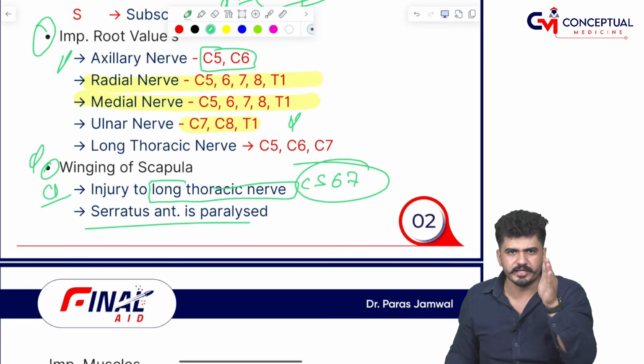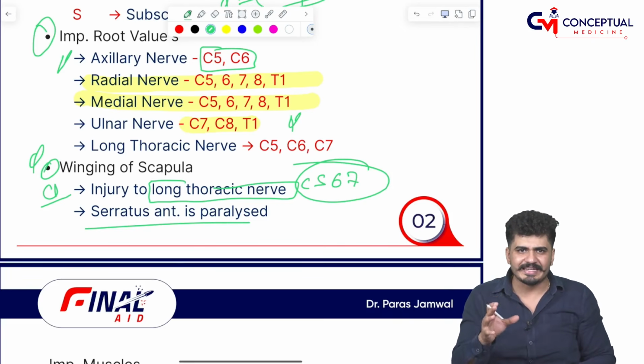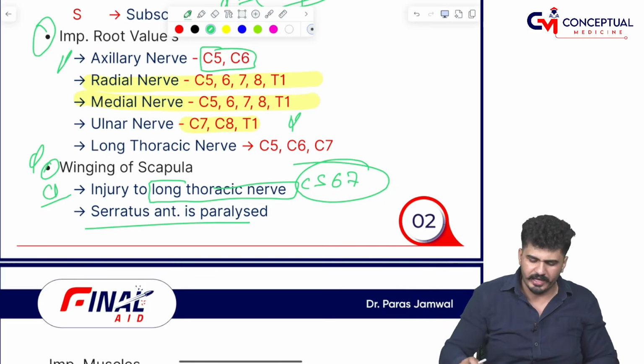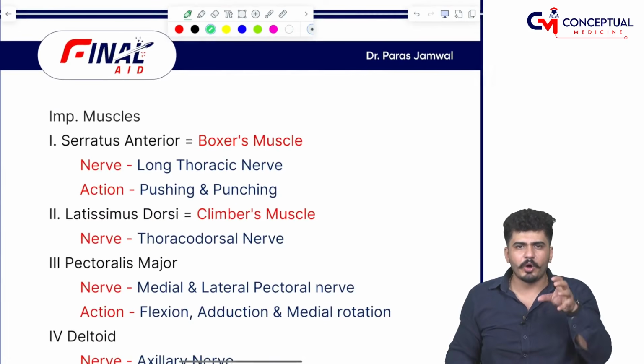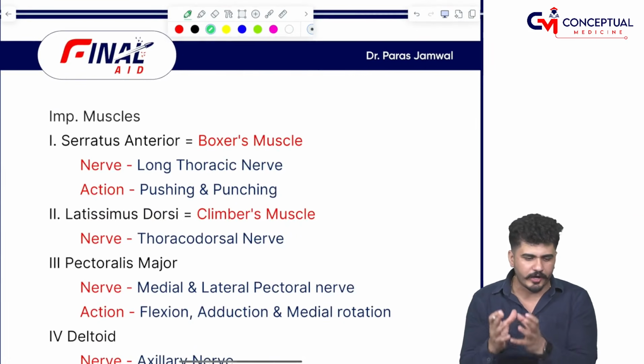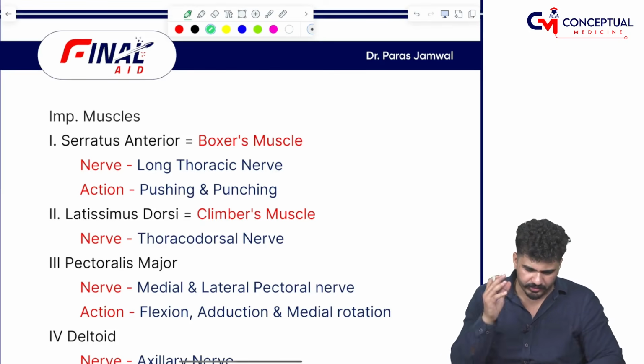This long thoracic nerve is supplying the serratus anterior muscle, which is getting paralyzed. Because of that, you will see the winging of scapula. Now, other important muscles which are present in the upper limb, we have to focus on for our exam, my dear friends. And those are what?